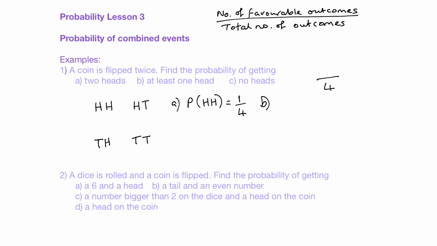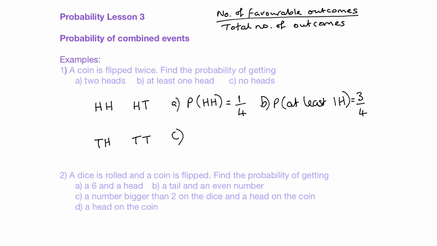Okay, now part B, the probability of getting at least 1 head. Well, let's get rid of that, it's in the way. At least 1 head, so that would be this one, because that's at least 1 head. That's at least 1 head. That's at least 1 head. That's not. So that, remember, is 3 out of 4, 3 quarters.